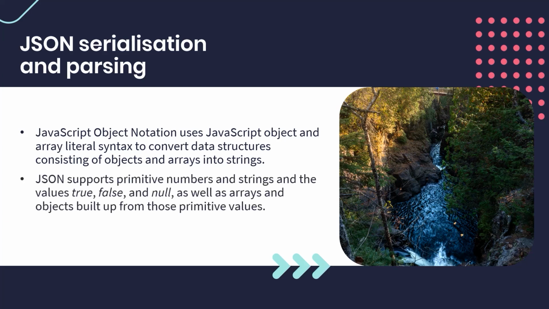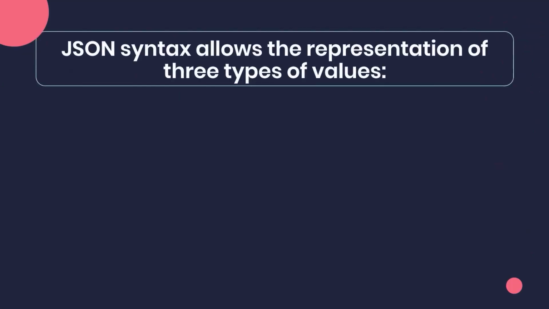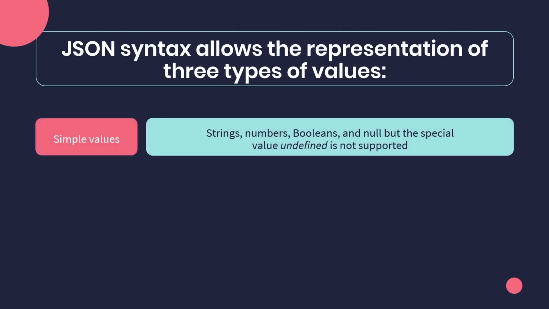JSON supports primitive numbers and strings and also the values true, false, and null, as well as arrays and objects built up from those primitive values. JSON syntax allows the representation of 3 types of values. Simple values, strings, numbers, booleans, and null can all be represented in JSON using the same syntax as JavaScript, but the special value undefined is not supported.